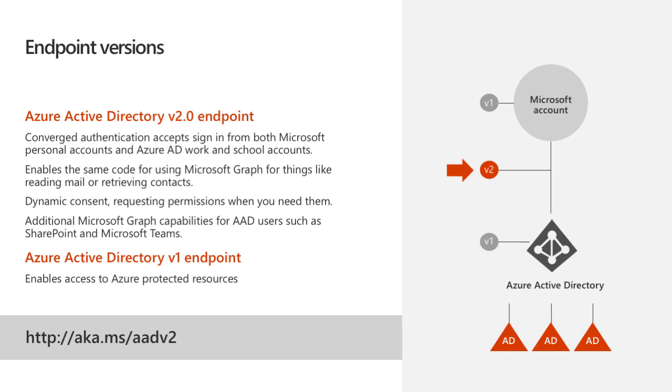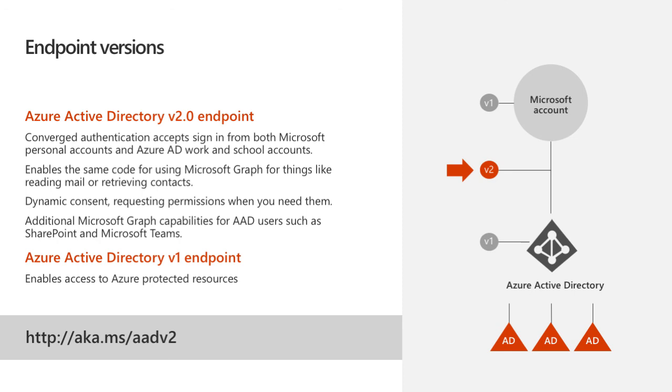It's going to present a converged authentication process, and what that means is that we can use a single library and a single endpoint to authenticate, but we can let users log in using their consumer or Microsoft account or their Office 365, otherwise known as work and school account. So it's kind of like a proxy over both of those different authentication endpoints. It's going to enable the same code for using the Microsoft Graph for things like reading mail and retrieving contacts, whether I'm using the consumer services like OneDrive Consumer or OneDrive for Business, or Outlook.com's email, contacts and calendaring offering, or Office 365's contacts, calendar and emailing offering.